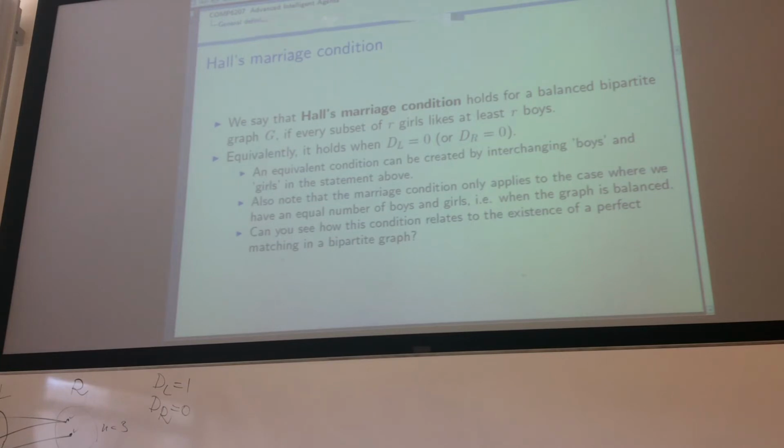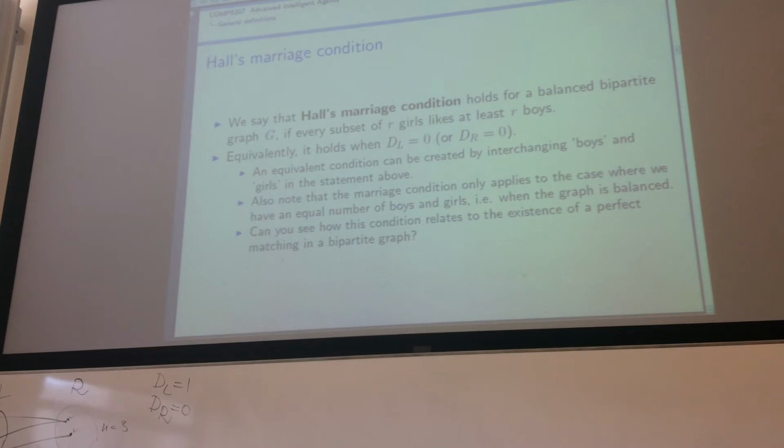So the condition is as follows. The condition says that every subset of R girls must be connected to at least R boys. Okay. So if you look at any subset on one side of size R, the number of nodes on the other side that it is connected to should be at least R, at least its size. Okay? And this is for any subset.